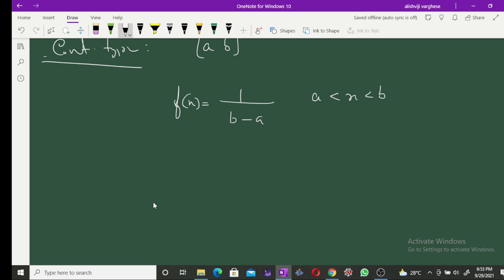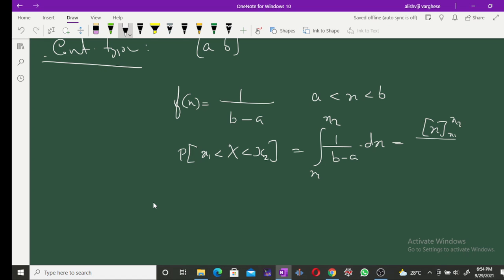And observe one thing, in the case of a continuous type random variable, we find the probability that say x1 less than or equal to capital X less than or equal to x2 as integral x1 to x2 1 by b minus a dx, and that's equal to x in between x1 and x2 divided by b minus a, which is equal to x2 minus x1 divided by b minus a. This is the probability that the random variable takes a value between x1 and x2.